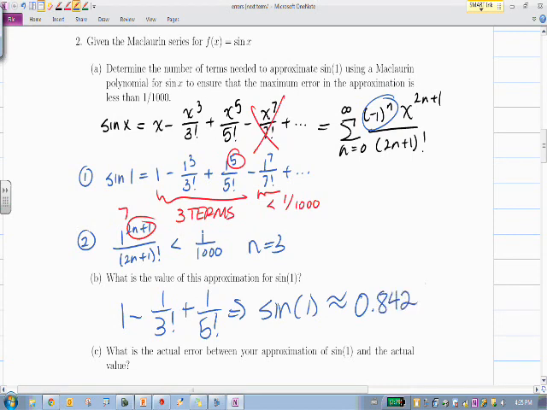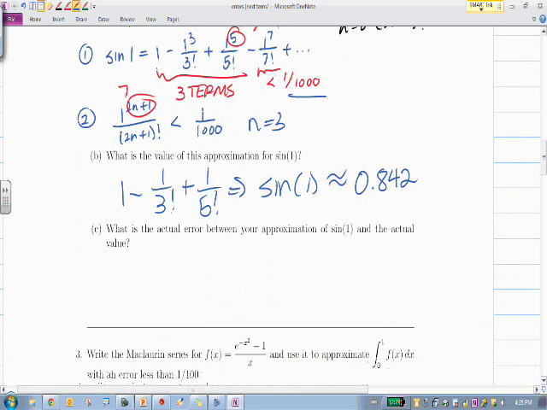0.842. Now students will ask, how do you know how far to round? Well, you round to the thousandths place because your error is to the thousandths place. If you wanted to know how close we actually were, because this 1 over 1,000 is an estimate of how big that gap is, you could subtract. So you could say sine of 1 minus 0.842, and it turns out that the actual error is 0.0002, so much smaller than our desired error. So the gap is fairly small.